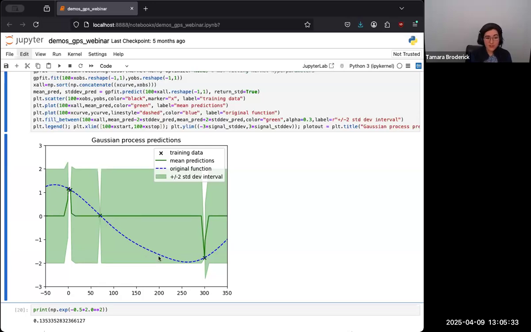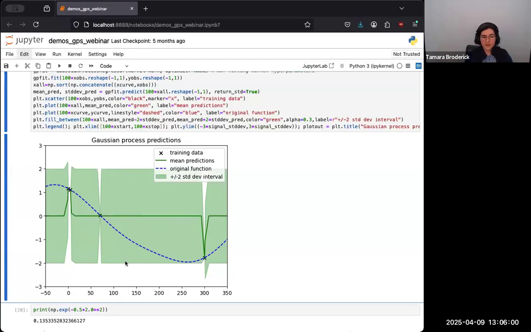We have the original function, which we only happen to know because we generated the data. And generally, we don't know this original function. We're trying to infer it. And then we have our mean prediction. That's meant to be our best guess prediction. And you can see it's just almost immediately going to 0 away from the data points. And our uncertainty is almost immediately going to the prior uncertainty of negative 2 to 2 away from the data points.